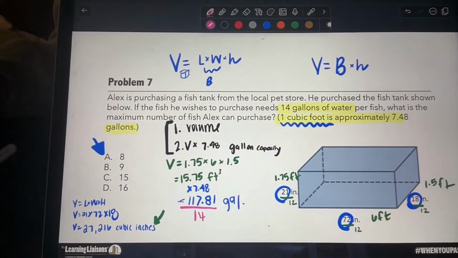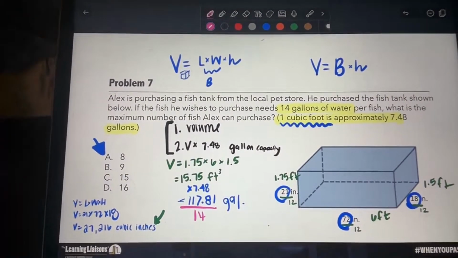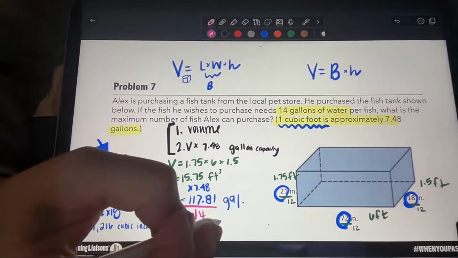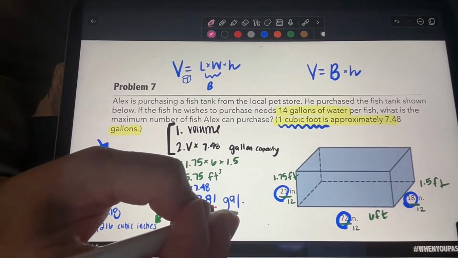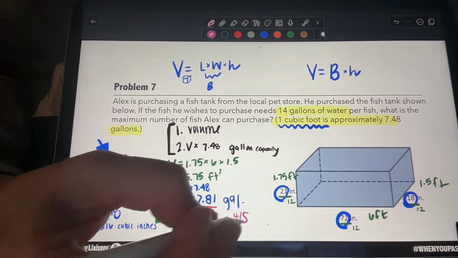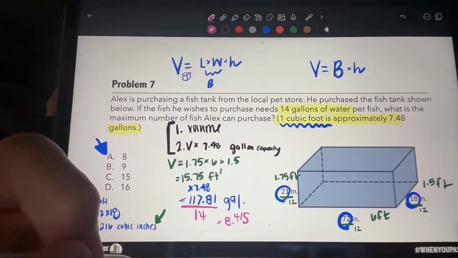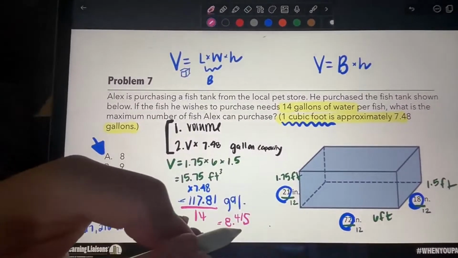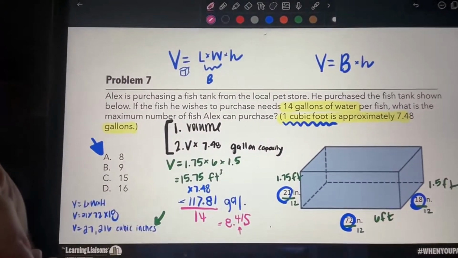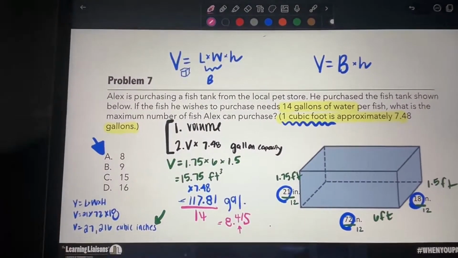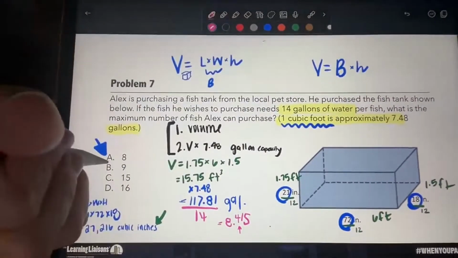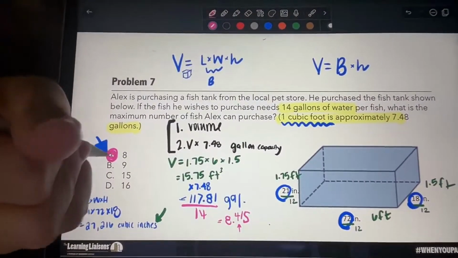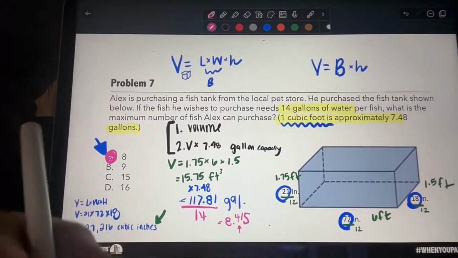So 117.81 divided by 14 gallons equals 8.415 what? Fish. Now, you and I both know we cannot buy 0.4 of a fish. So how many fish can I purchase? I can purchase 8 fish.